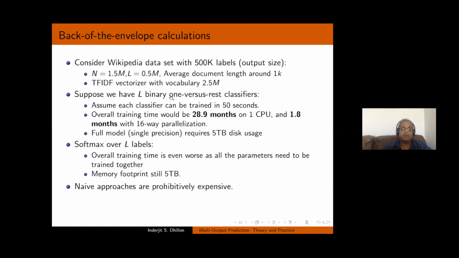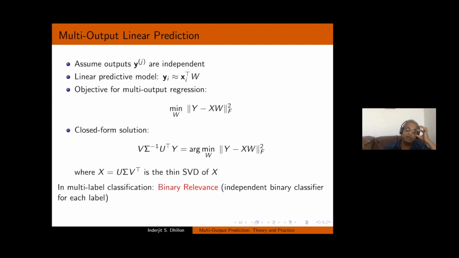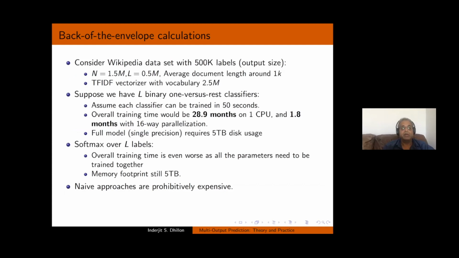Now, suppose that we take the approach that I outlined in the previous slide: binary relevance, an independent binary classifier for each label. Then we can make a reasonable assumption. We've tried software such as liblinear and so on, which is extremely efficient.